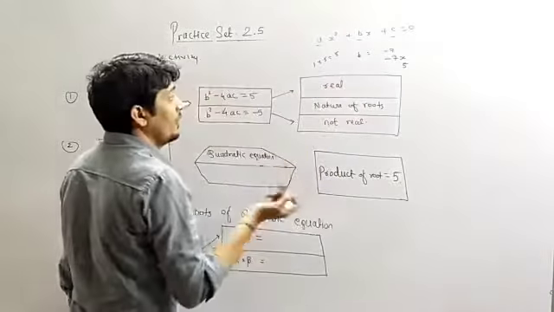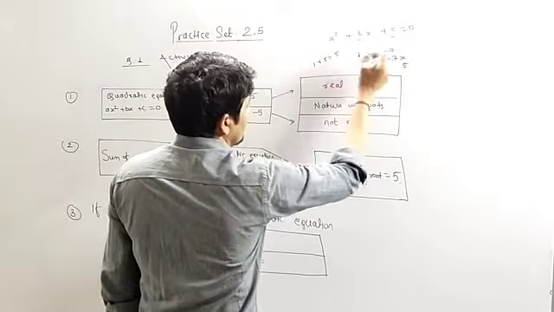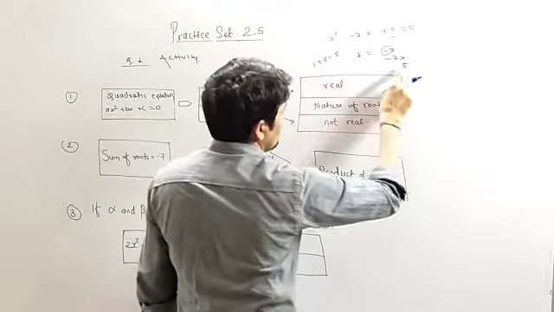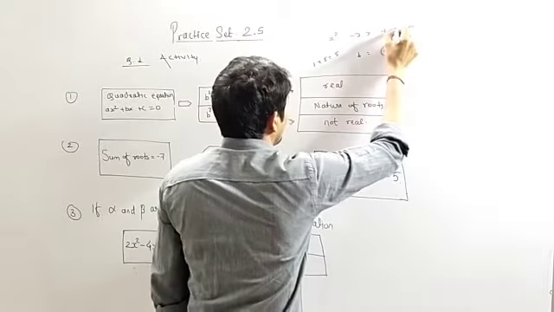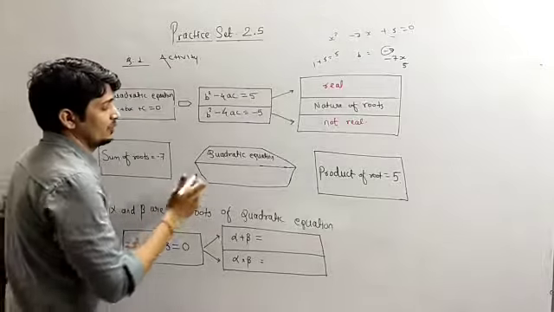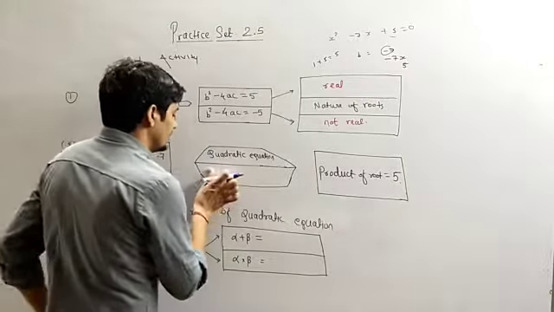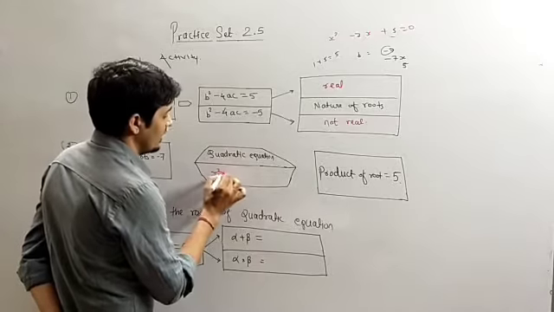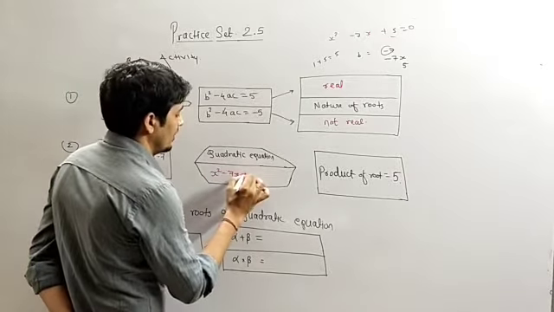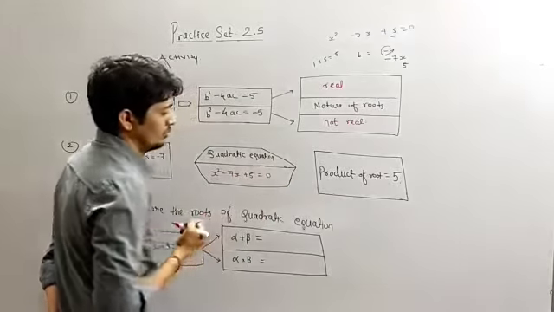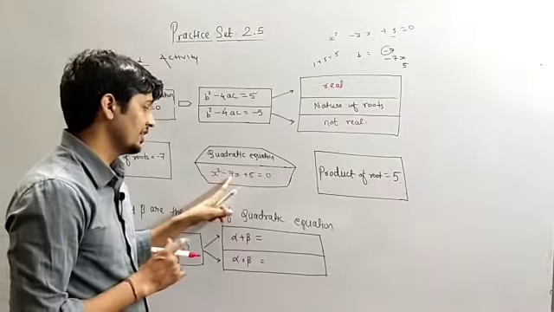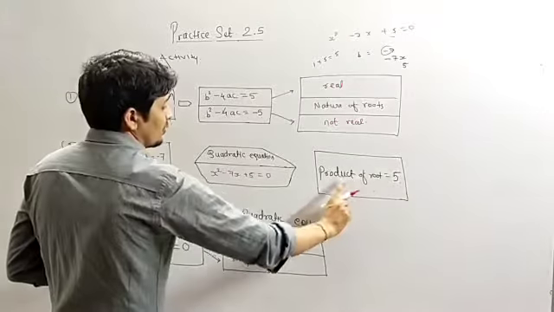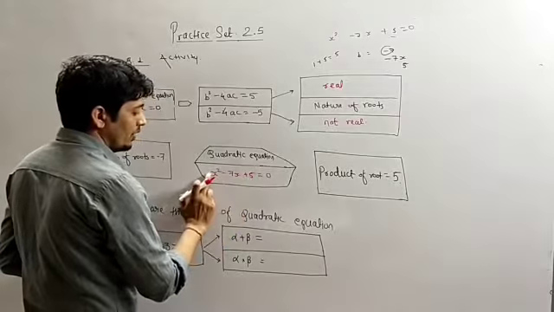So our quadratic equation becomes x square, plus, the value is minus 7, so we write minus 7x, then plus 5. This will be our quadratic equation: x square minus 7x plus 5 equals 0. Here b equals minus 7, since the sum of the roots is minus 7 and the product of the roots is 5, so 5 into 1 will be 5.